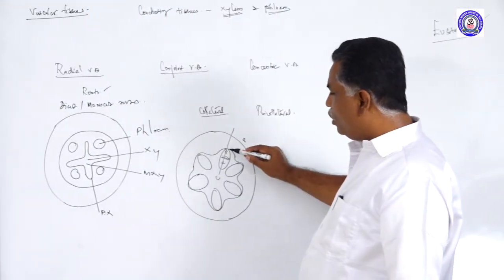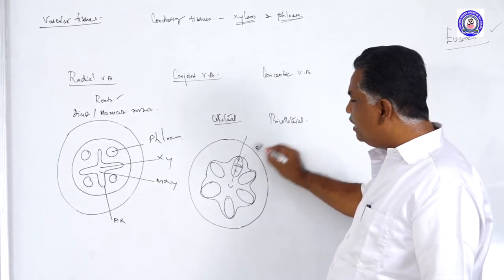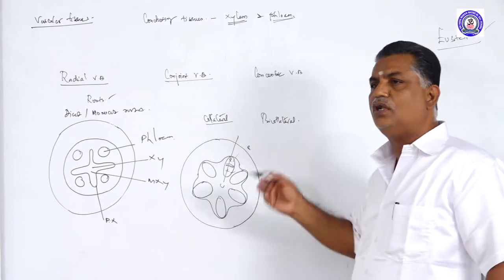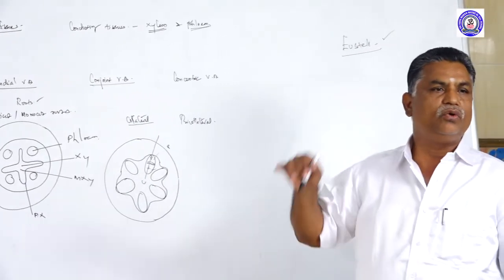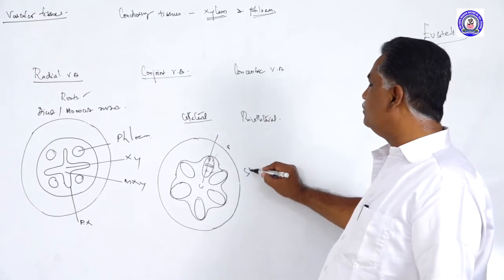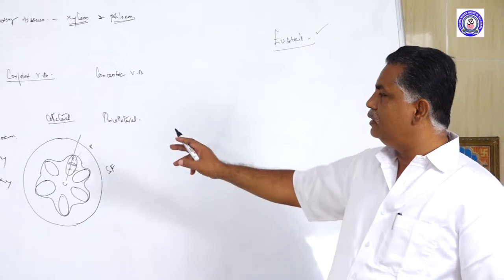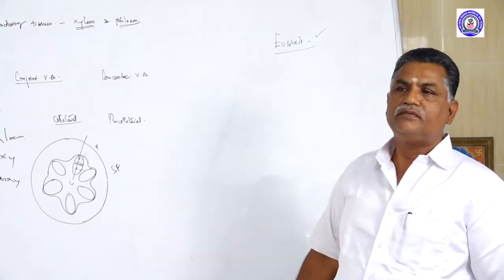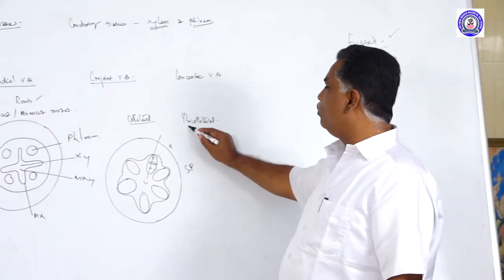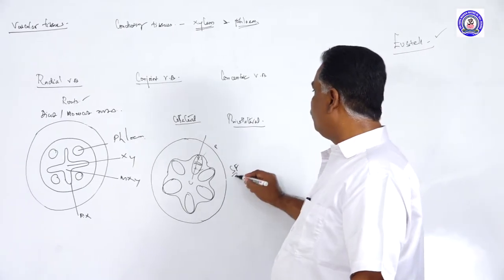When xylem and phloem are lying in the same radius, that is called conjoint. When phloem is towards the periphery and xylem towards the center, that is called collateral. So this is a conjoint collateral vascular bundle. This is found in the case of sunflower. I think you would have understood what is conjoint collateral.